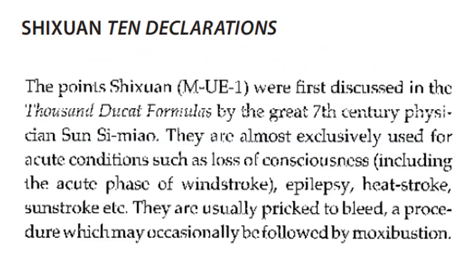Shixuan, Ten Declarations. The points were first discussed in the Thousand Ducat Formulas by the great 7th century physician Sun Simiao. They are almost exclusively used for acute conditions such as loss of consciousness, including the acute phase of wind stroke, epilepsy, heat stroke, sunstroke, etc. They are usually pricked to bleed, a procedure that may occasionally be followed by moxibustion.